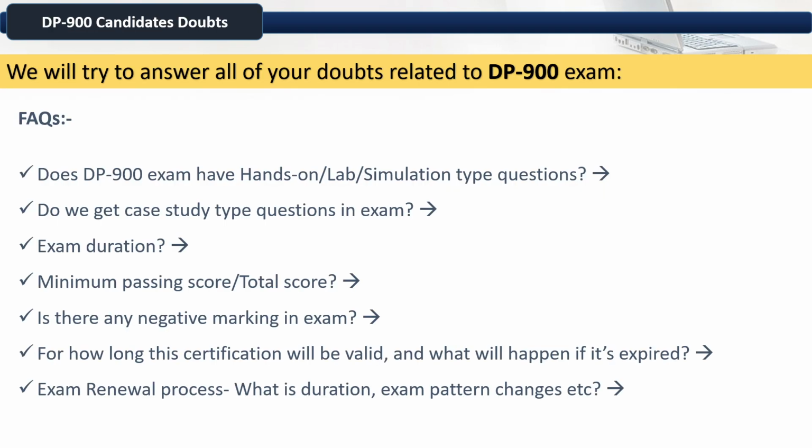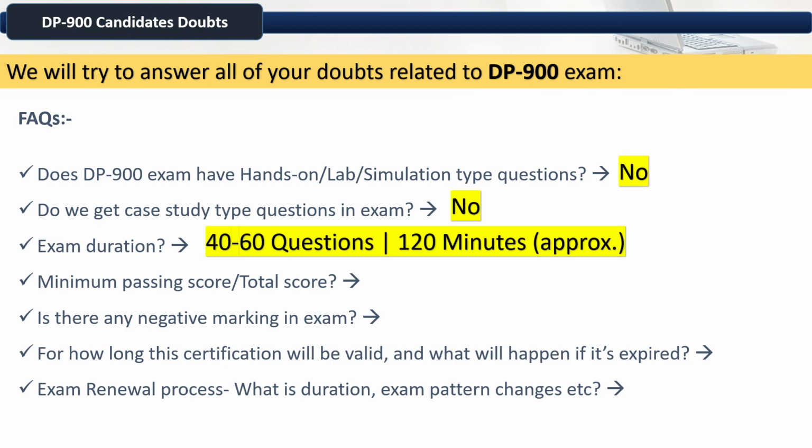We will try to answer all of your doubts related to the DP-900 exam, such as: the exam does not have lab or hands-on type questions. It does not have any case study type questions. The exam duration is around 120 minutes in which you have to cover 40 to 60 questions. The minimum passing score is 700 out of 1000. There is no negative marking in the exam.